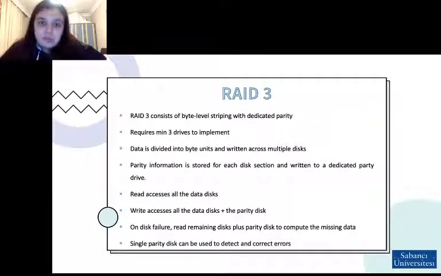Read accesses all data disks. Write accesses all the data disks plus the parity disk. In case of a drive failure, the parity drive is accessed and data is reconstructed from the remaining devices. Once the failed drive is replaced, the missing data can be restored on the new drive. A single parity disk can be used to detect and correct errors.